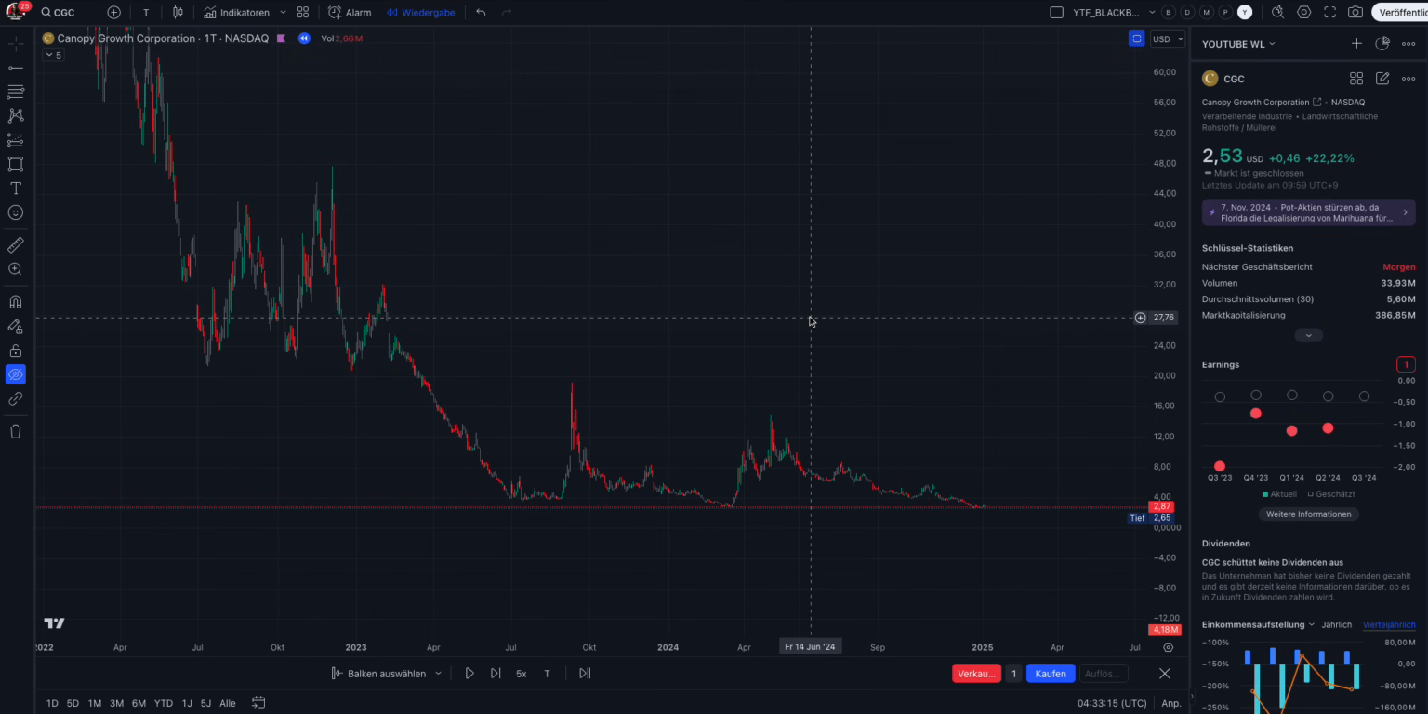Herzlich willkommen. So guys, update here on Canopy Growth, ticker CGC. Something is happening here in the chart and we have to check the actual situation. I will give you my full chart analysis, and of course everything I say here is not financial advice. This is just based on the technicals.